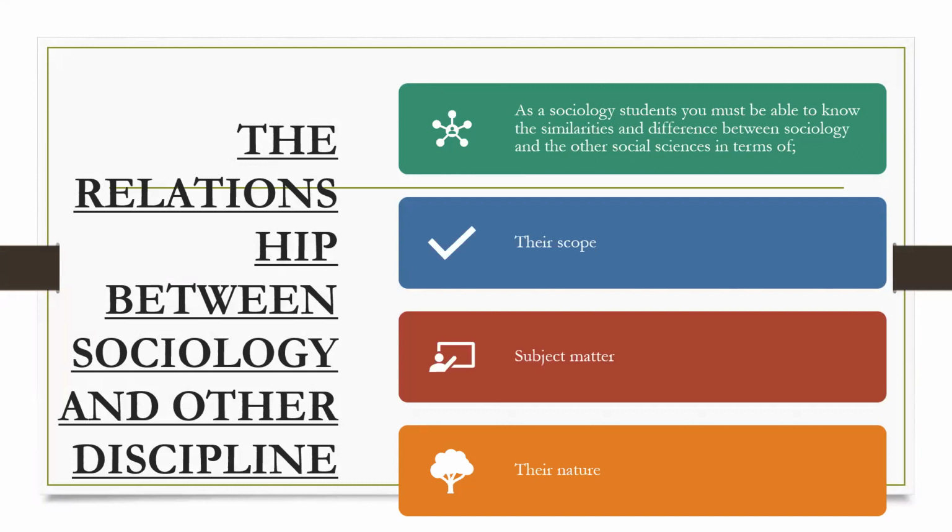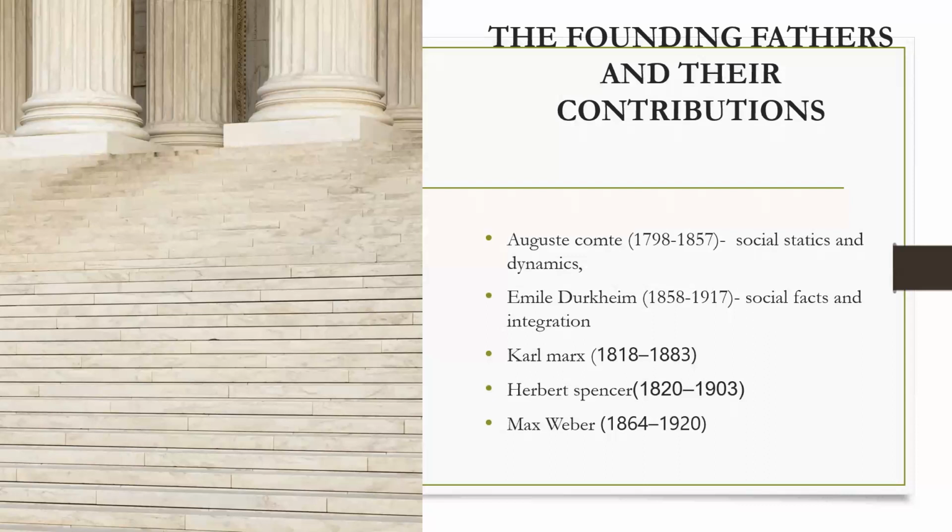And the next thing you need to know, just as I've already spoken about, is the relationship between the other social sciences and the discipline of sociology. You must know their scope, their subject matter, and their nature. If you know all these things, beloved, sociology is not going to be a difficult subject for you. Now, the next thing you must get to know is the founding fathers and their contributions.